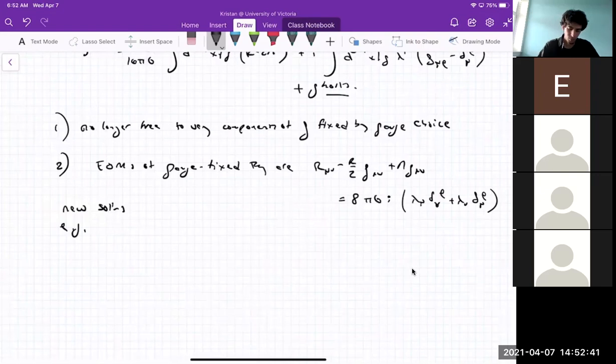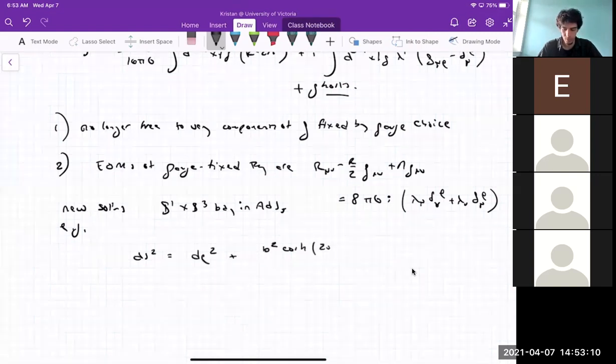And in this radial gauge, what do they look like? Well, if we're talking about S1, let's talk about something with S1 times S3 boundary in AdS5, just to give something very concrete to talk about. You get a family of configurations that look like this, d rho squared. I'm just going to write out the line element real quick.